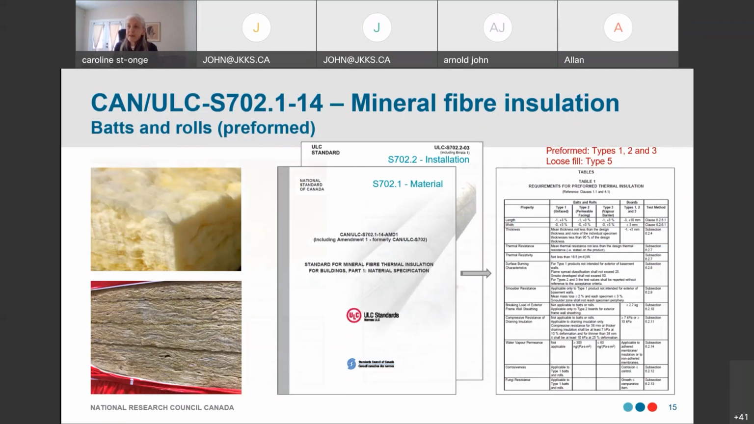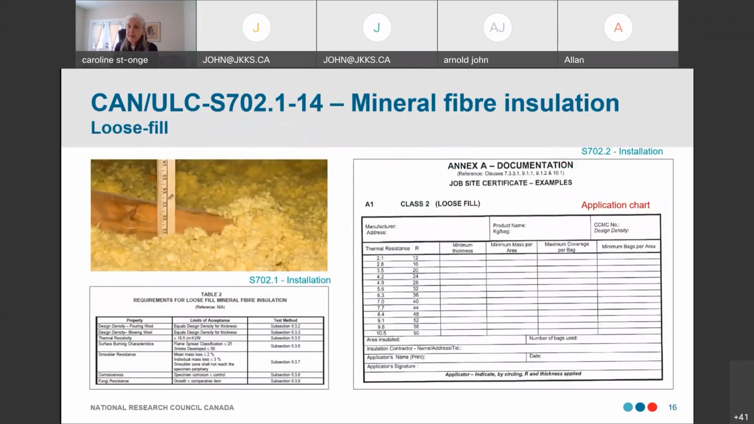With respect to loose fill, it comes in bags, which are packaged with specific requirements of density, compression, etc. And the standard requires that the product be labeled with an application chart. What I mean by that is information with respect to the thermal resistance, the minimum thickness, the minimum mass per area, the maximum coverage per bag, and the minimum bags per area.